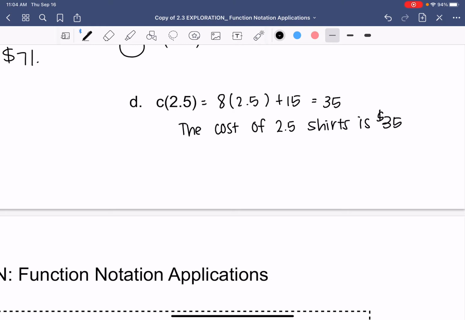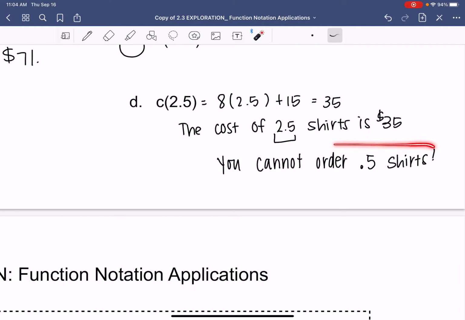Well, guys, yes, that is the answer, but you cannot order half of a shirt. So this question does not make sense. If your answer ends up being half of a shirt or 3/4 of a shirt or half of a pant or half of a shoe, you cannot have half of something in your answer.